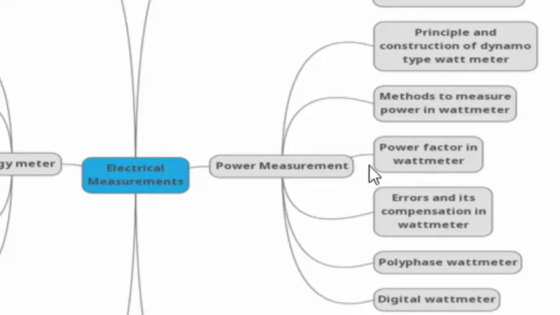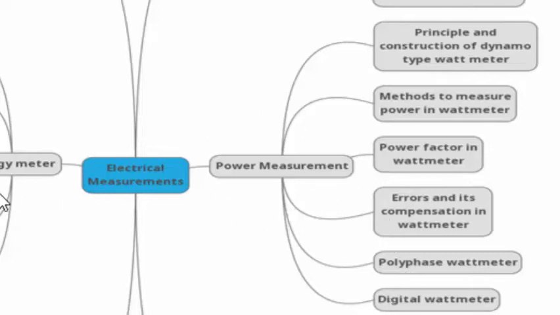If the power is AC, then there is a factor called power factor. So how do you measure power factor in a wattmeter, what are the errors present in a wattmeter, and how do you compensate for them? The next topic will be polyphase wattmeter and digital wattmeter. How do you measure power digitally? So all these topics will be under unit 3, power measurement.